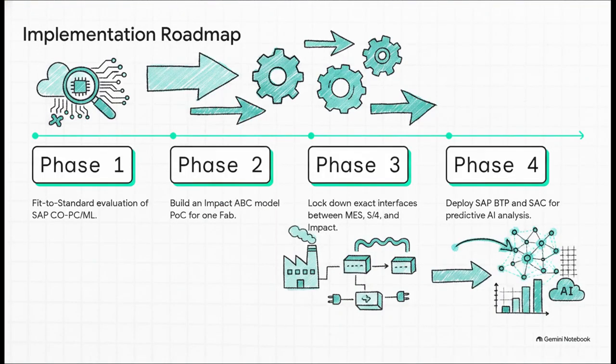If you can dodge those risks, here is what a successful implementation roadmap looks like. You kick off with Phase 1, a fit-to-standard evaluation of SAP to see exactly what gaps Impact actually needs to fill. Phase 2 is building a proof of concept for just one fab. Start small. Phase 3 is locking down the integrations. And the real payoff? That's Phase 4. Once you have this rock-solid, clean foundation, you can actually start using advanced predictive AI and analytics using SAP Business Technology Platform and SAP Analytics Cloud to run some incredible scenario analyses. But listen to me, you absolutely cannot get to that cool AI phase without doing the foundational plumbing first.